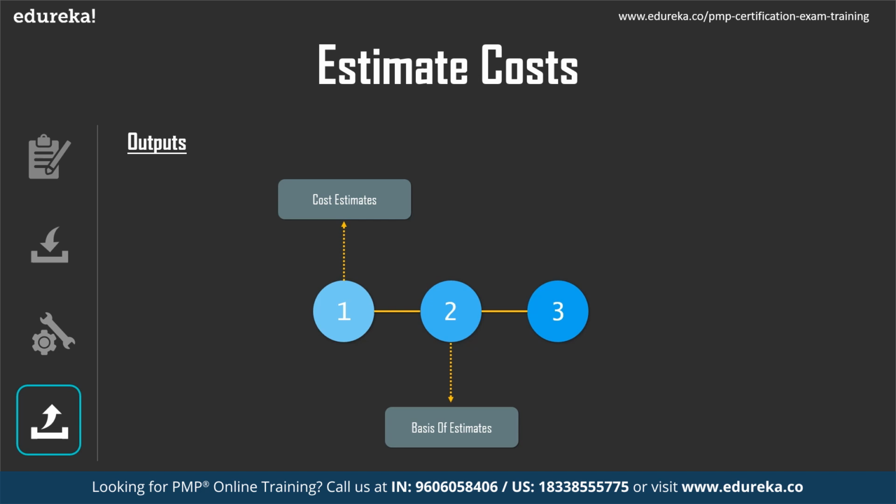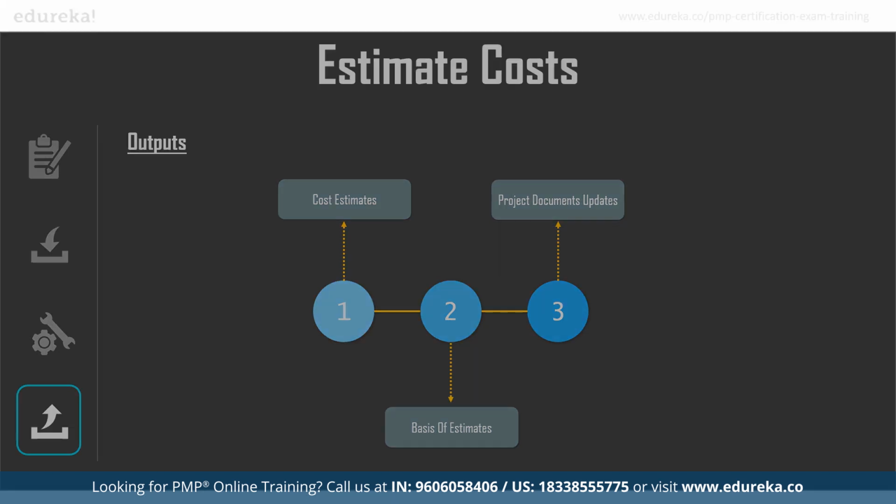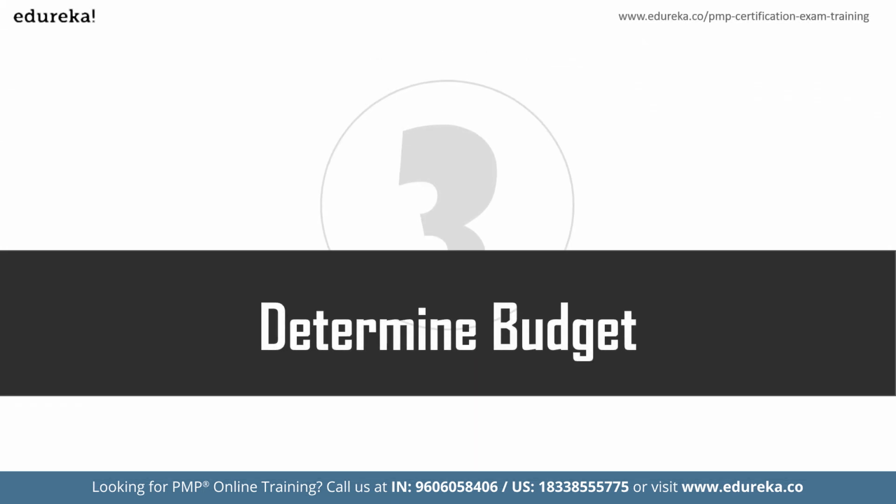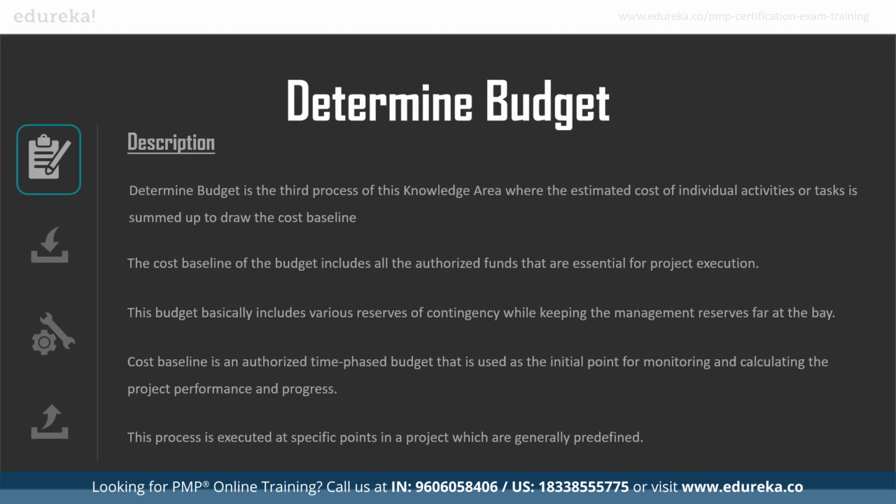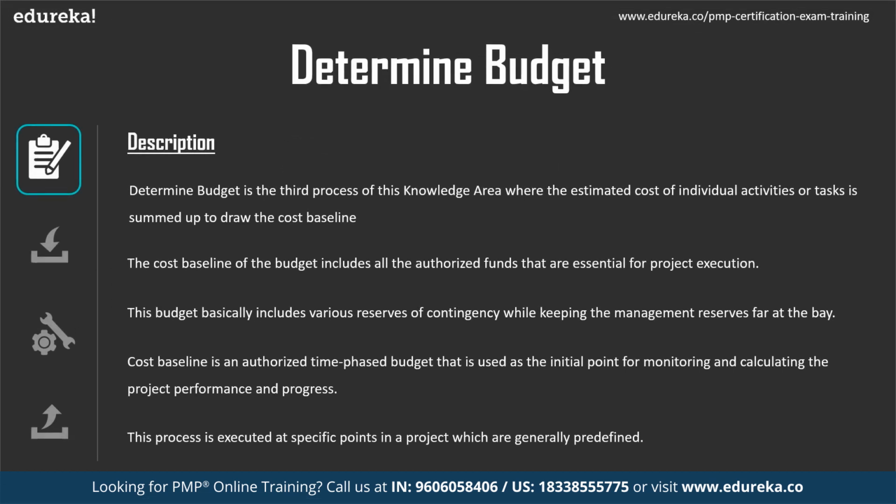What is the reason? So justifying that. So basis of estimate provides you the details. Then project documents updates. So next process would be determine budget. So determine budget is the process of aggregating the estimated cost of individual activities or work packages and establishing the authorized cost baseline. So this is a third process in cost management knowledge area.